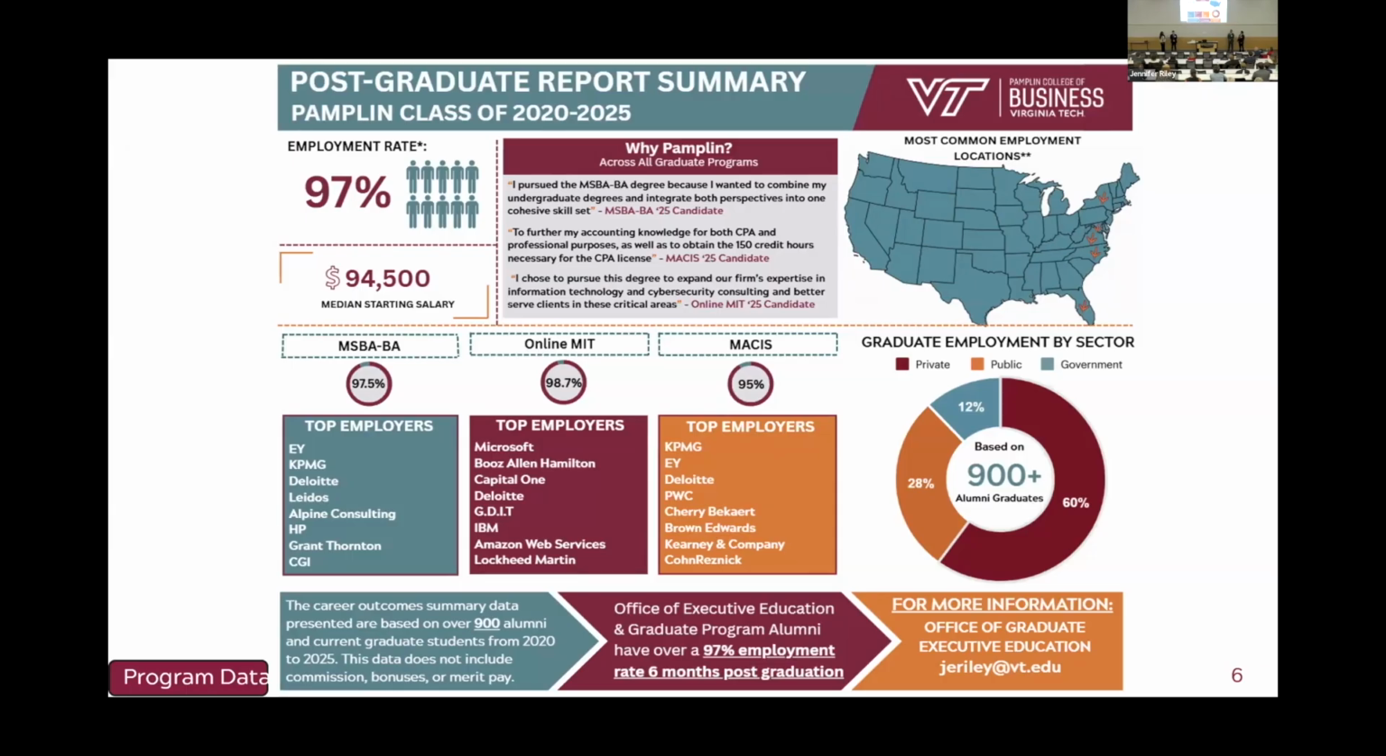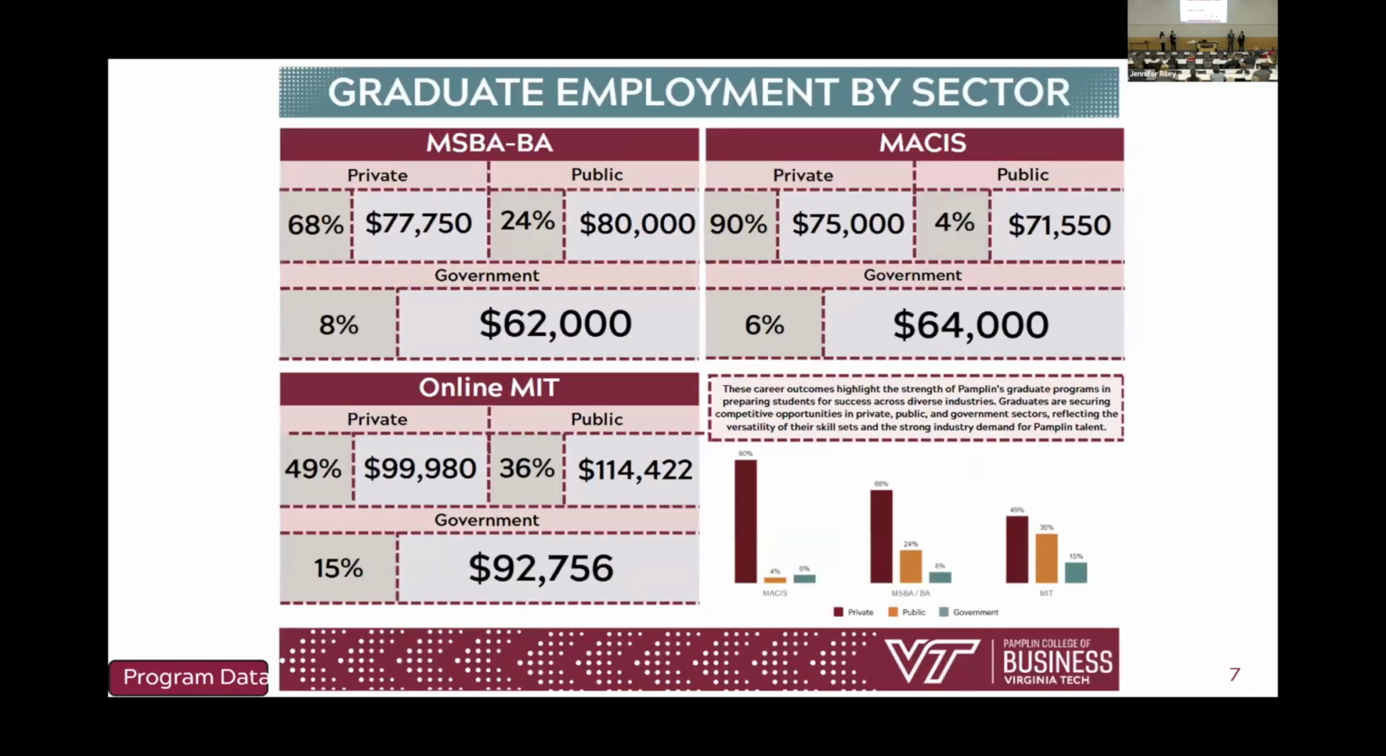Across the 3 programs we highlighted, that being MSBA-BA, Online MIT, and MACES, they boast an employment rate of 97% and a median starting salary of $94,500. And the most common employment locations are Virginia, Maryland, North Carolina, Florida, New York, with the addition of the District of Columbia. I will now pass it back over to James to discuss our findings from the sector breakdown by program.